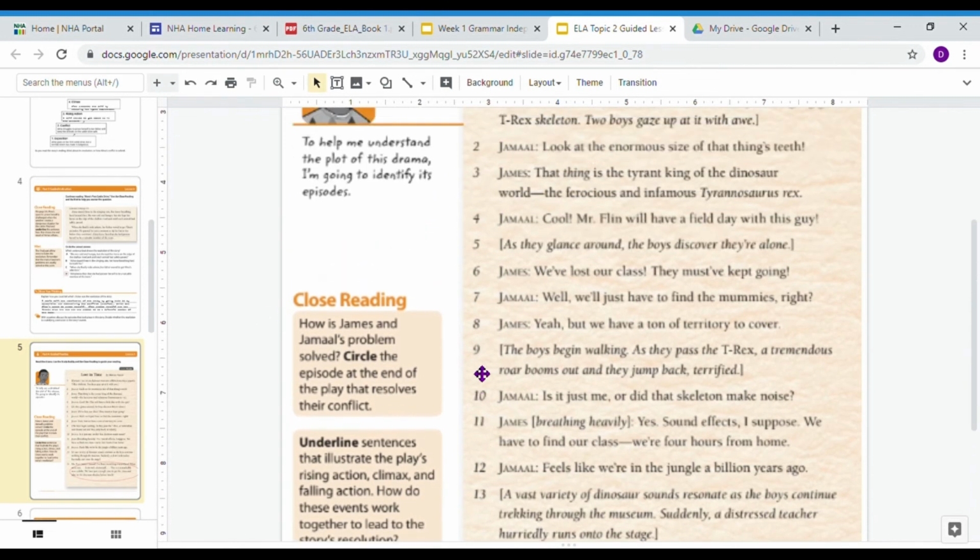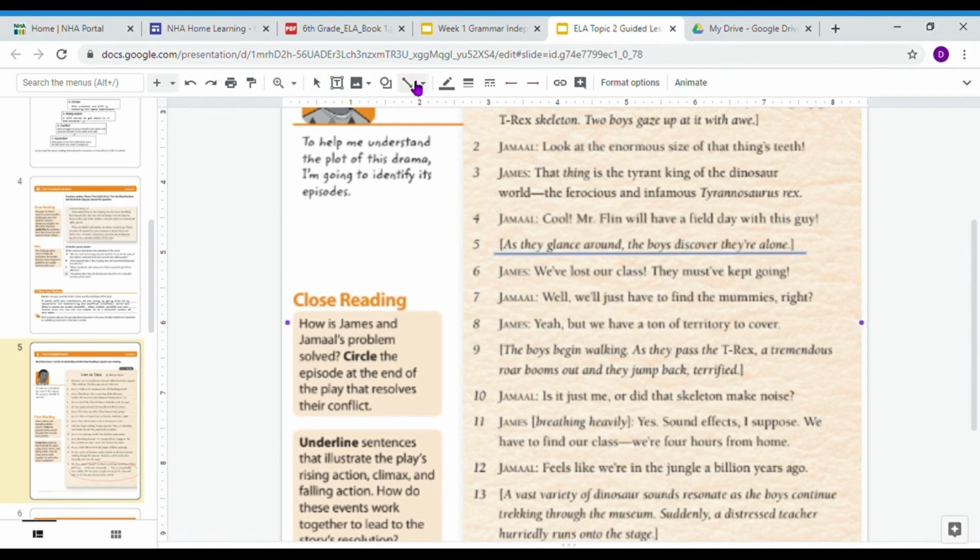So our rising action, remember, our rising action is when our problem is introduced. So right here, and it wasn't even words, it was just a reminder, in a play when we see things that are in parentheses, those are stage directions. So those are kind of, nobody's saying them, but they're doing them. And in this case, they glance around and they discover that they're alone. That right there is the rising action. That's the introduction of their problem. That's when they realize that they've lost their class.